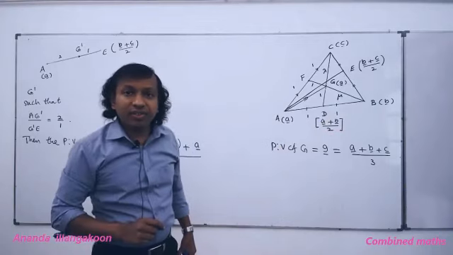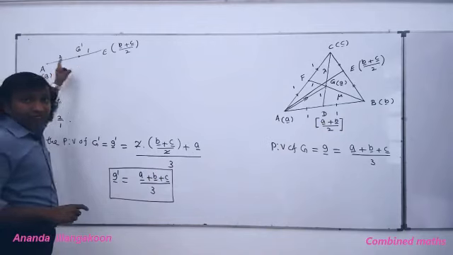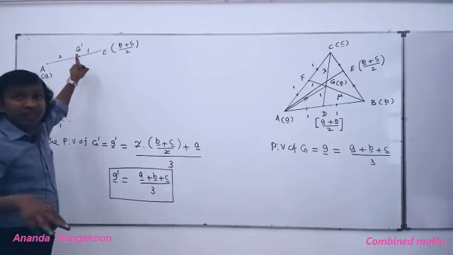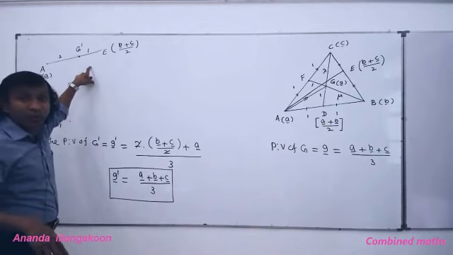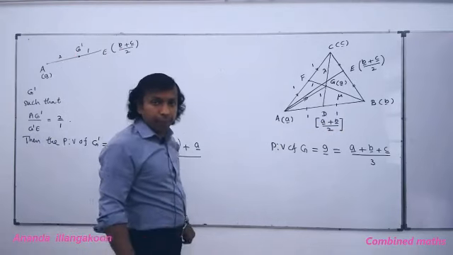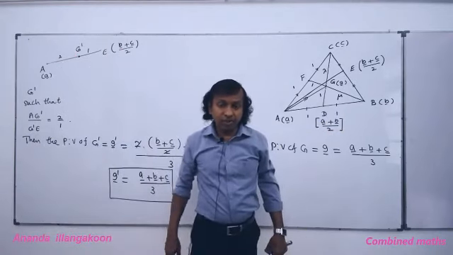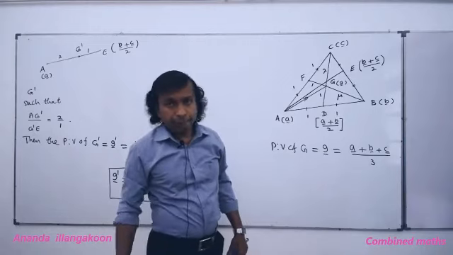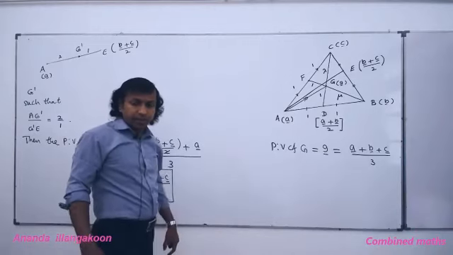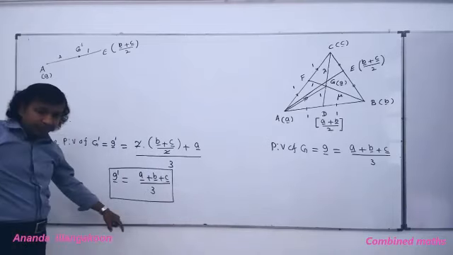Not only that, this G dash is now G, no? This AE is the third median, no? Now, the third median is also divided by G in the ratio what? 2:1. Correct, no, the proof? Is it clear, people? That is how, people, we complete the proof. Okay, no? Any question? Then we can write after this.